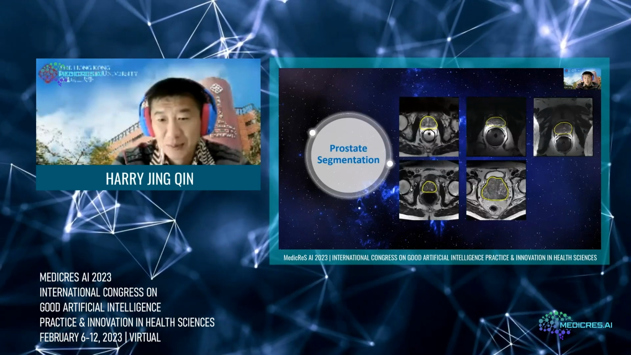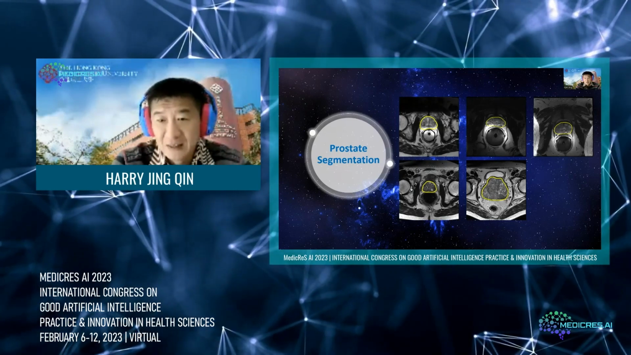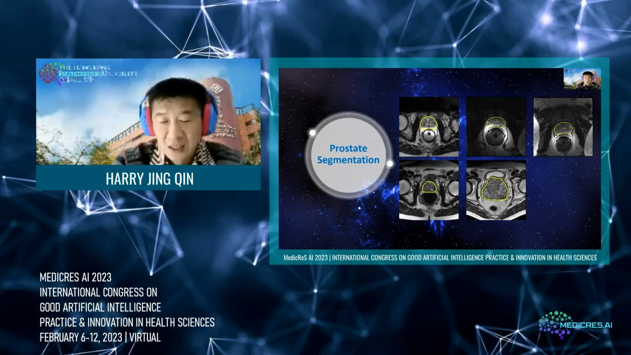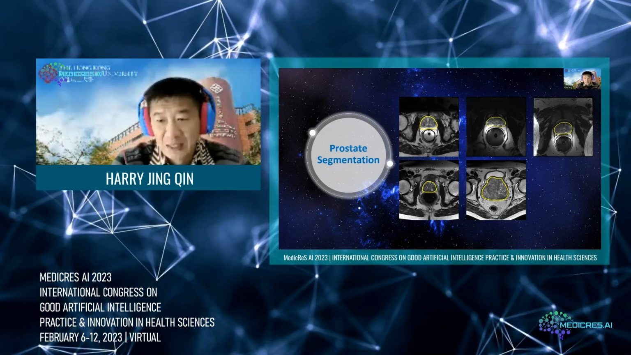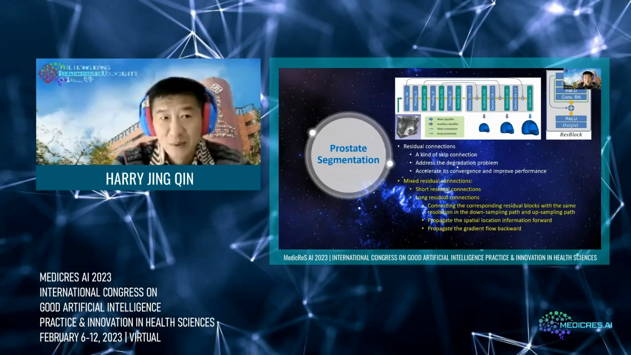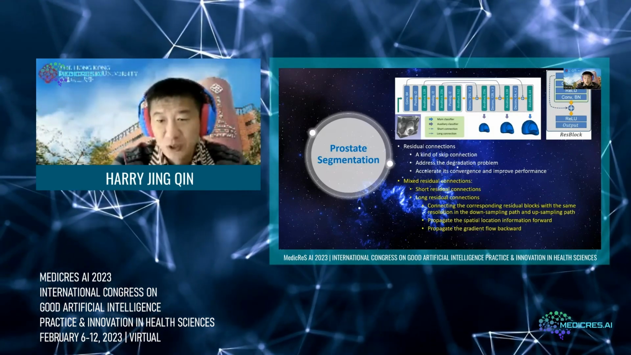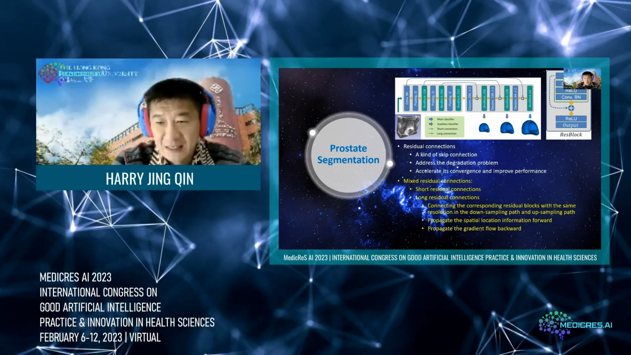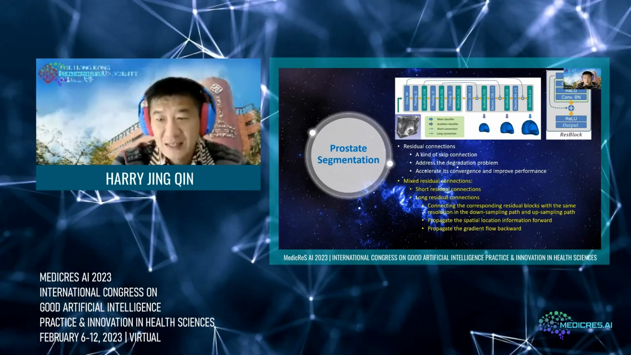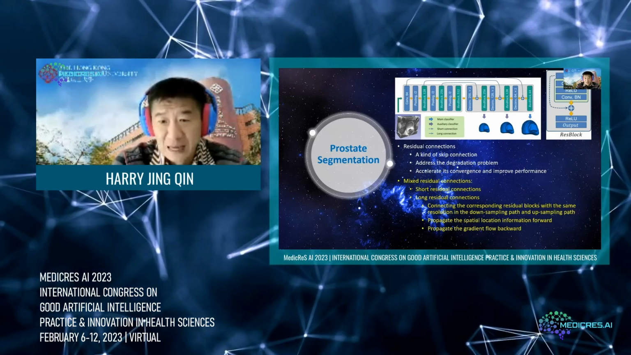The next task is prostate segmentation from 3D MR images. The yellow curves in these figures are the segmentation results labeled by experienced doctors. You can see it is also a challenging task due to the large variation of prostate among different patients. So this figure shows the architecture of the proposed network for prostate segmentation. In this work, we introduce residue connections. Residue connections are a kind of skip connections which can address the degradation problem as well as accelerate its convergence and improve the performance of the network.